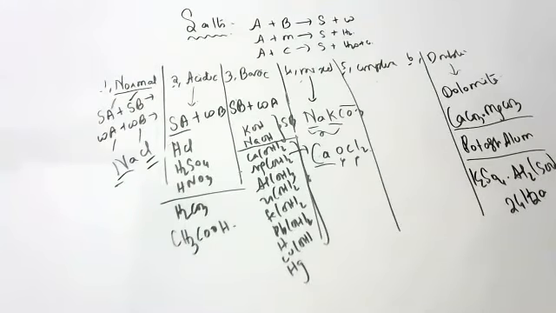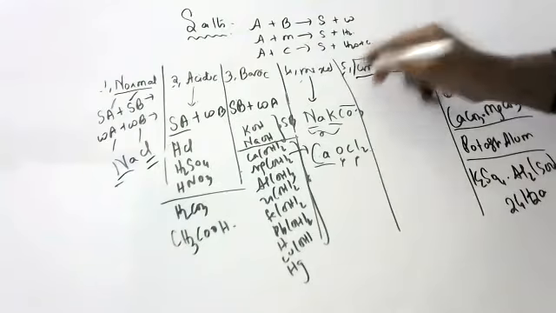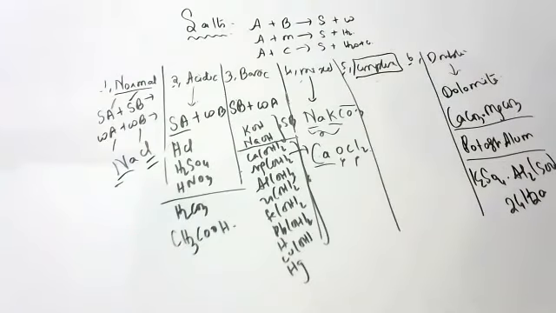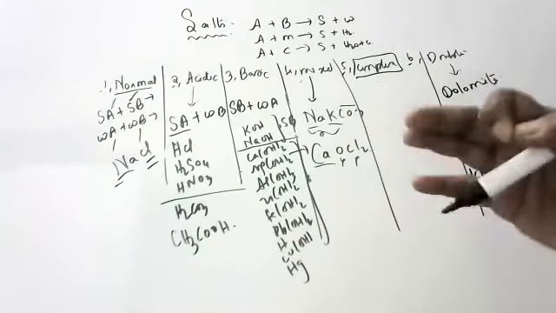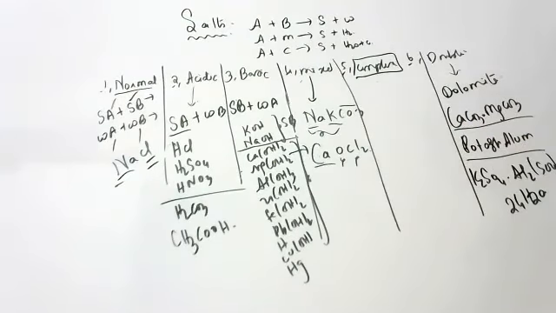And last but not least, the complex salt. What is a complex salt? Complex salts are those which, on dissociation, when you decompose them, children, give one simple ion and one complex ion. They are called complex salts.